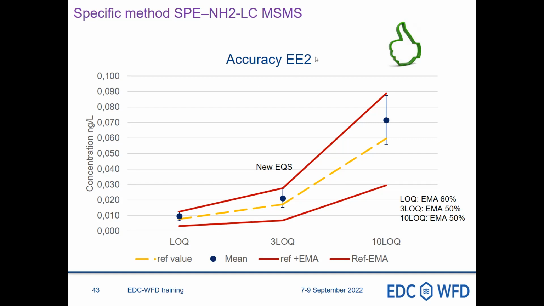And here you have the accuracy profile for 18 estradiol. This value is equivalent to the new EQS, and here you have one third of the new EQS. What you can see is that this method is capable of tackling the one third new EQS. So it is successful.